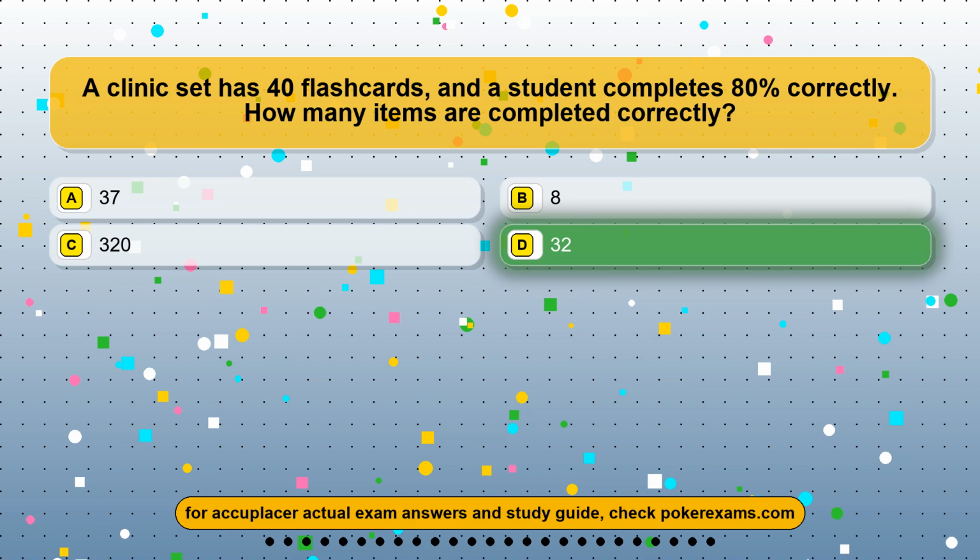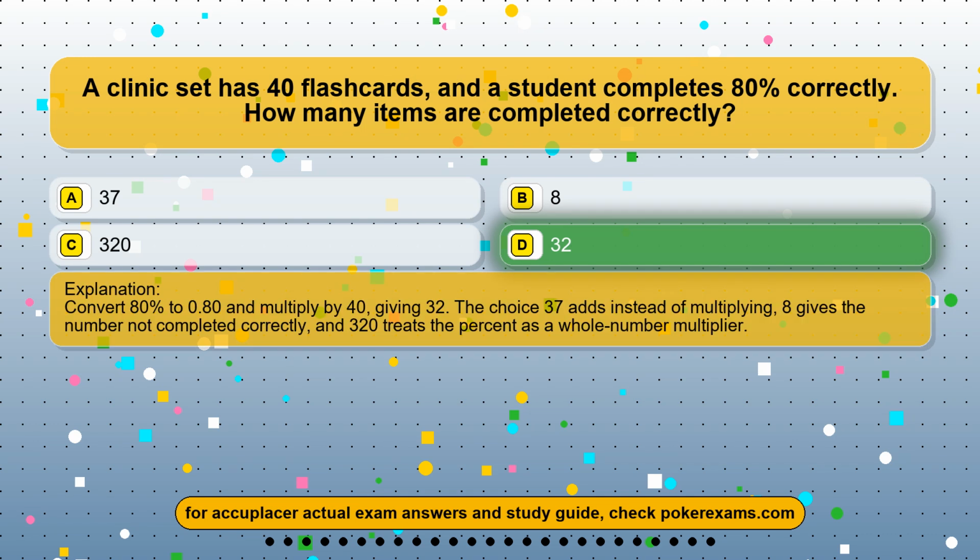The correct answer is option D, 32. Convert 80% to 0.80 and multiply by 40, giving 32. The choice 37 adds instead of multiplying, 8 gives the number not completed correctly, and 320 treats the percent as a whole-number multiplier.